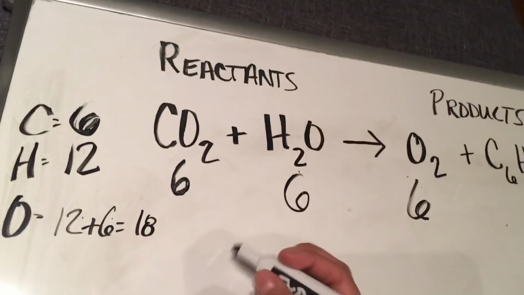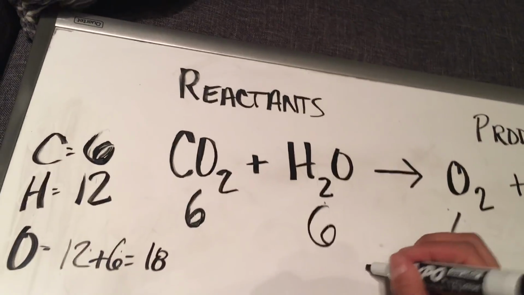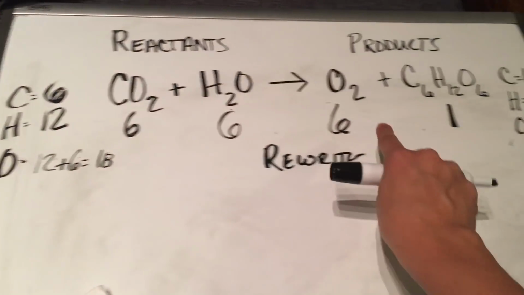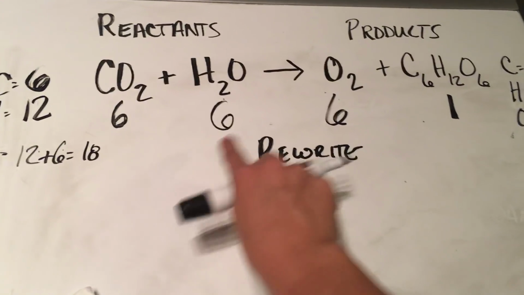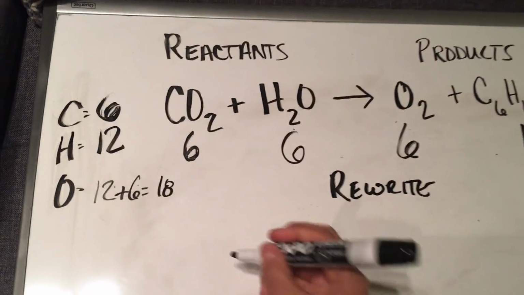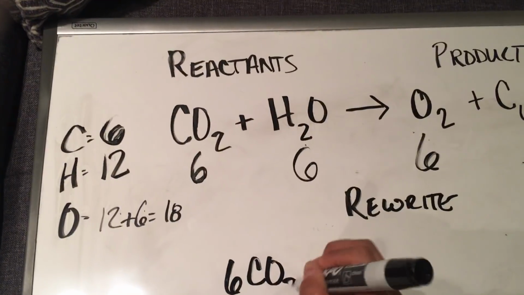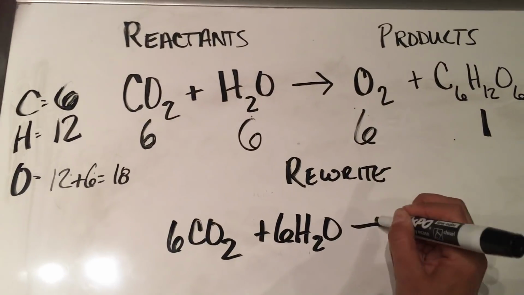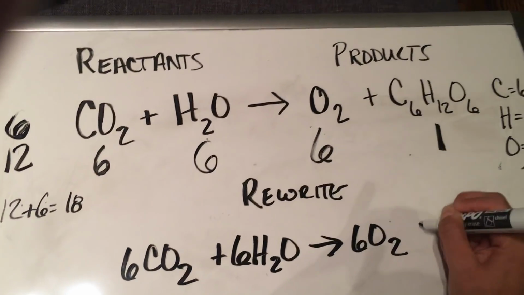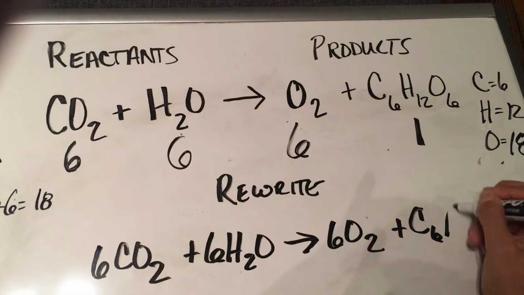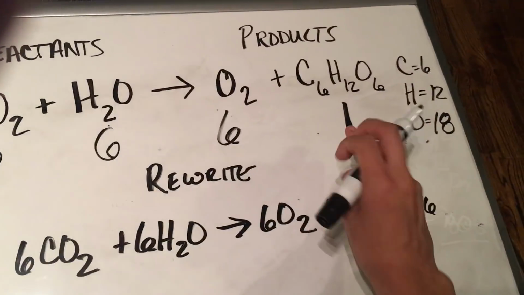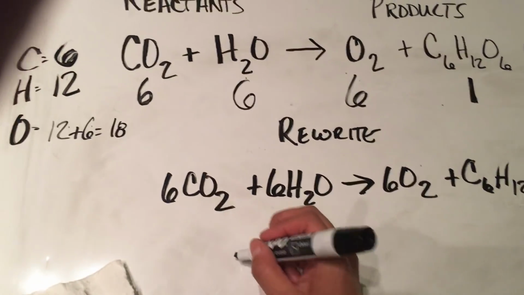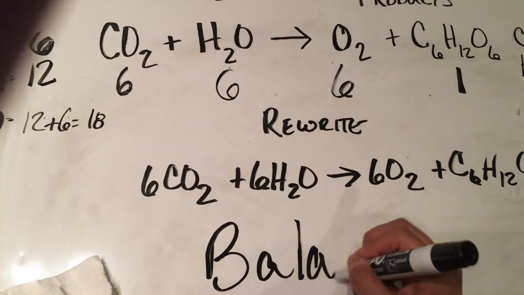So that means that our equation is going to be written like this. We have to rewrite it. You have to rewrite it. These numbers mean that that's how many of the molecules that you'll need. So you just add them into the equation. Okay, so you're going to rewrite it by putting 6 CO2 plus 6 H2O yields 6 O2 plus C6H12O6. I know it says 1, but you don't have to write the 1 because if you have 1, that means you got it, okay? So this is the balanced equation.